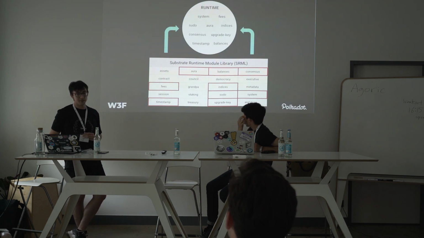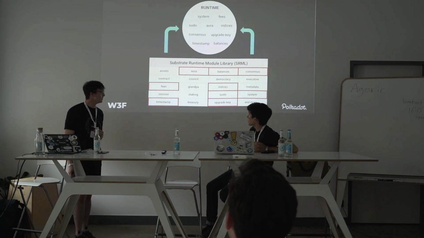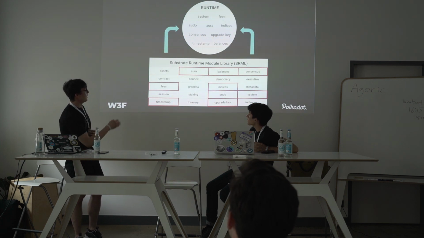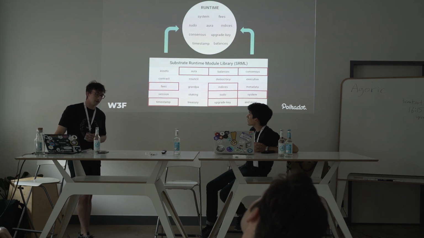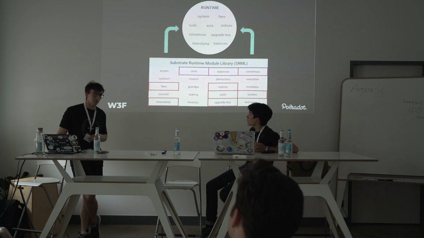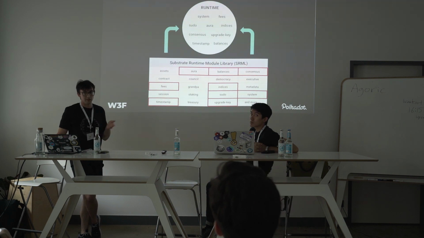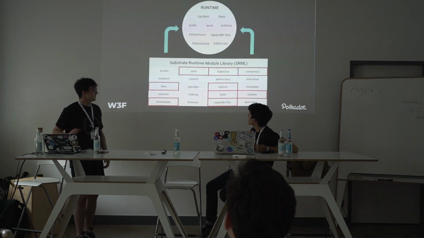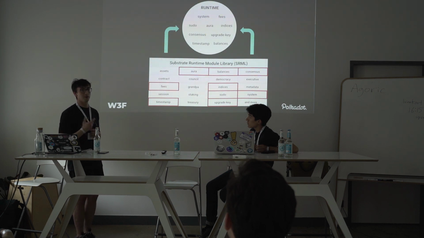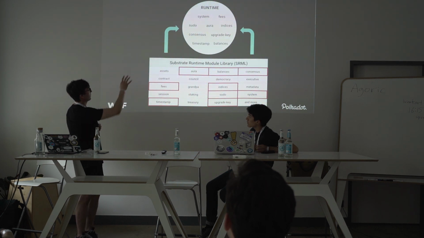So Substrate comes with a library of runtime modules called the Substrate Runtime Module Library, or the SRML. And so these are the pre-built, packaged modules that contain a lot of the more basic logic that you would need for creating a blockchain. So stuff like balances, so making transfers of currency, but also stuff to do with governance like democracy or the council. And as a developer, you can pick and choose which one of these you want to put into your blockchain and create your own runtime from that.